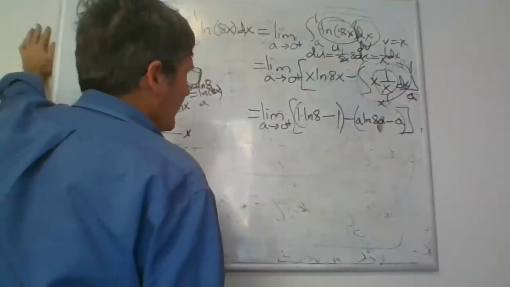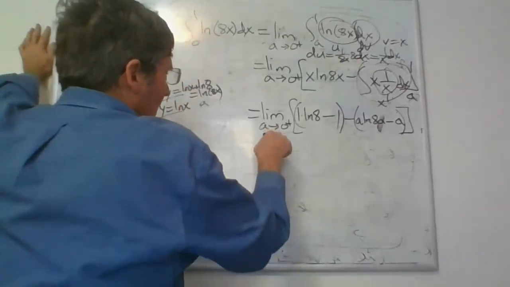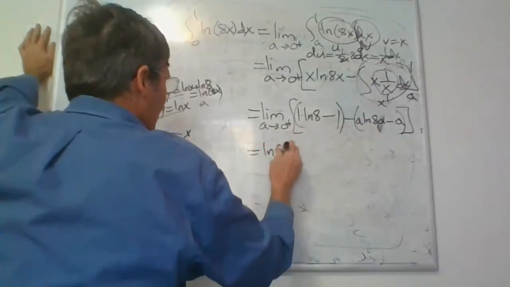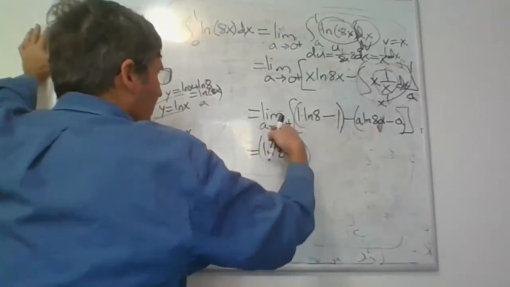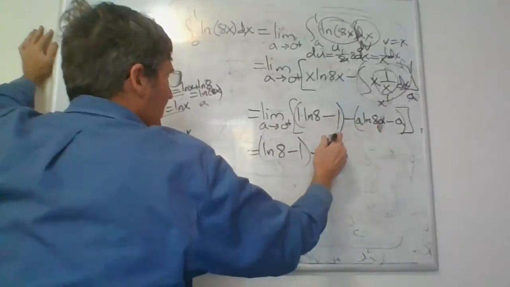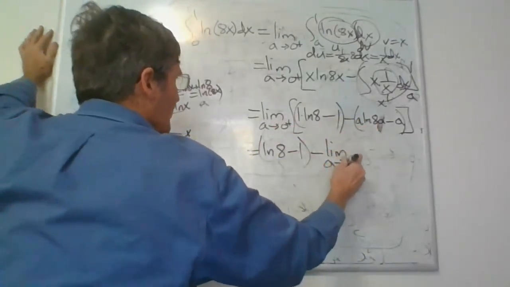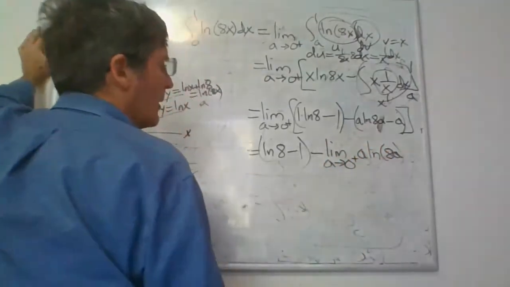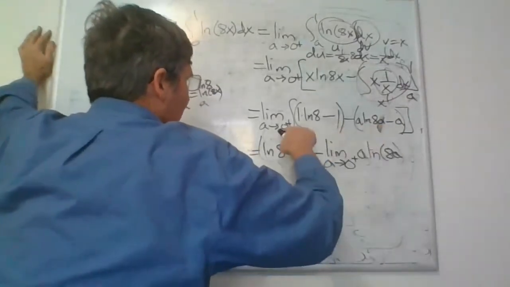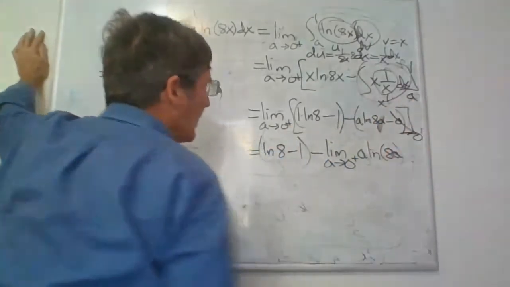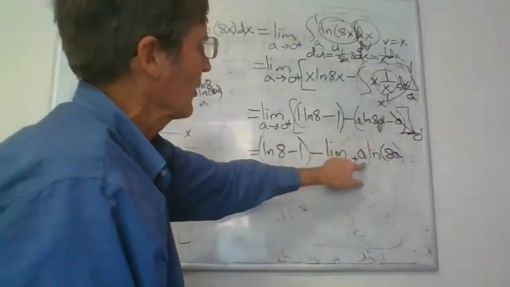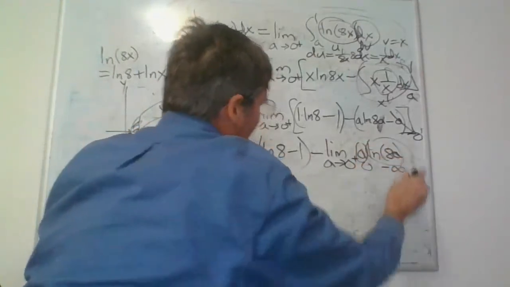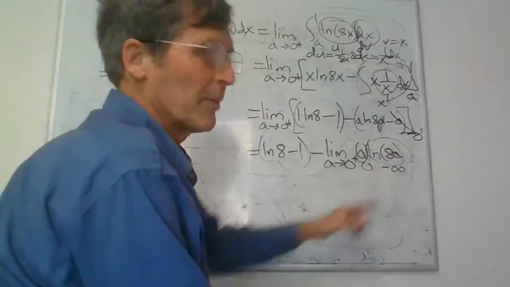Well, what does this come out to be? As a goes to 0, these are constants, right? So this just becomes natural log of 8 minus 1. What's the limit of this other part? We have minus the limit as a goes to 0 from the right of a natural log 8a, and then plus the limit as a goes to 0 of a, which is 0. This one goes to 0. This one's not so easy because a is going to 0, but ln 8a is going to infinity. Right? So it's a 0 times minus infinity, actually. It's hard to tell what their product is approaching.